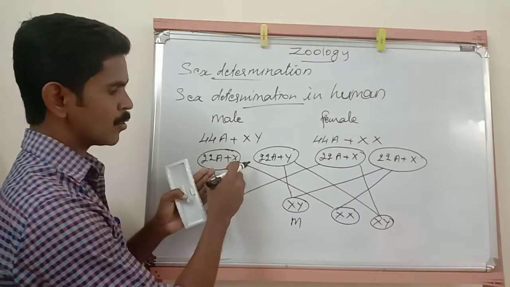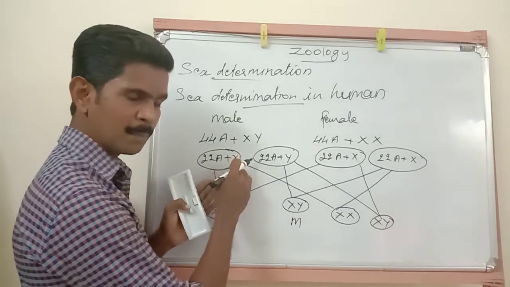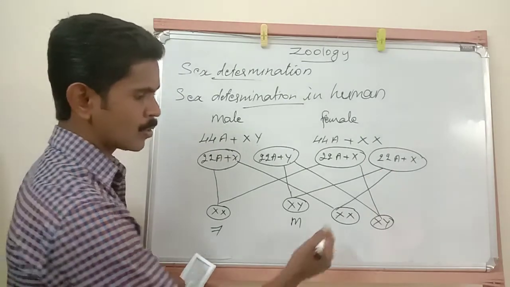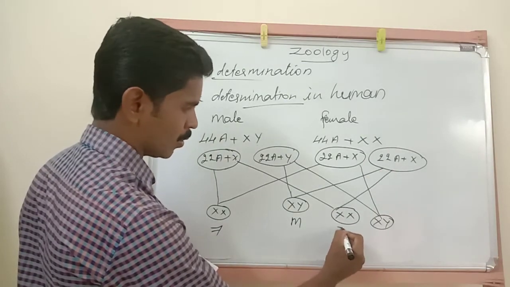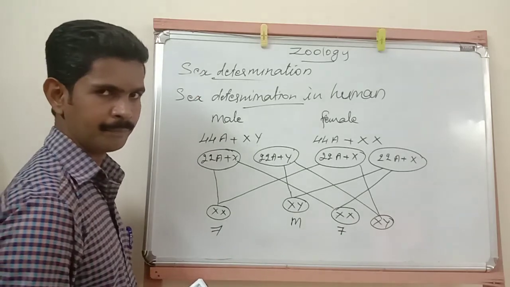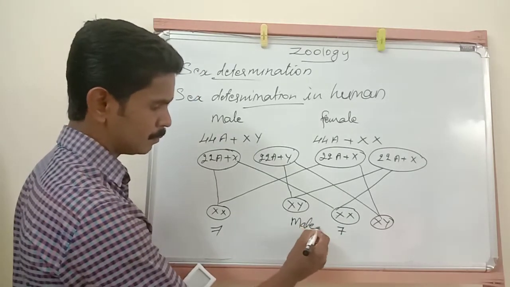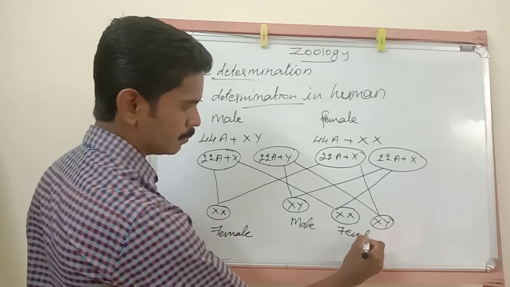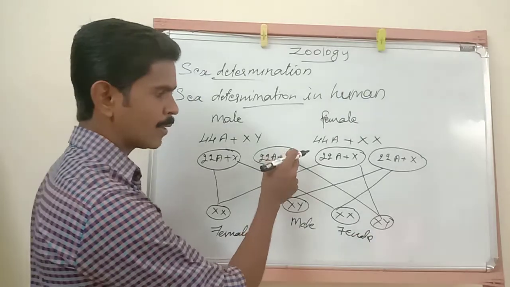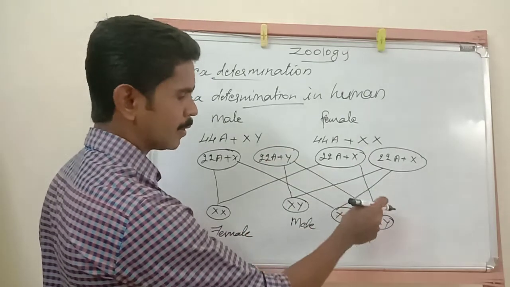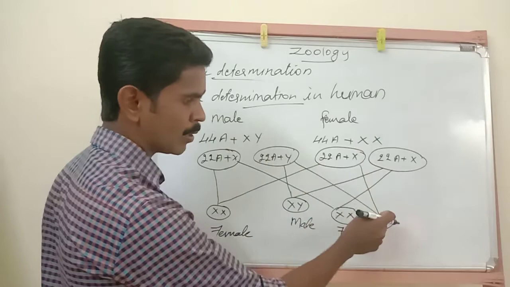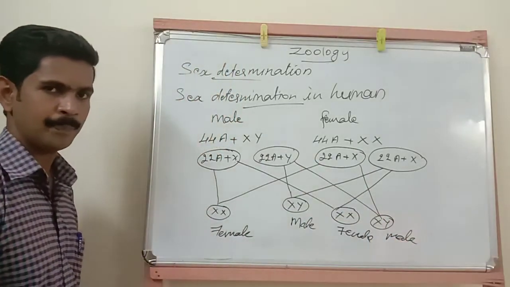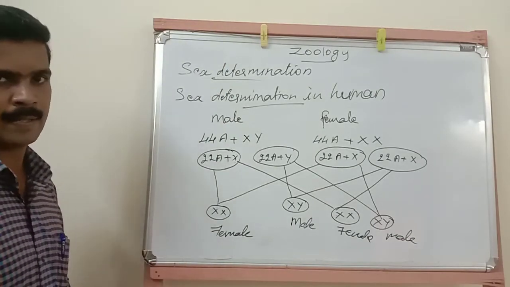Sometimes the X chromosome is coming from the father and from the mother also an X chromosome is coming. So this baby is also female. Then suppose from the father one Y chromosome is coming and from the mother one X chromosome is coming. So this baby is a male baby. Thus our sex is determined.